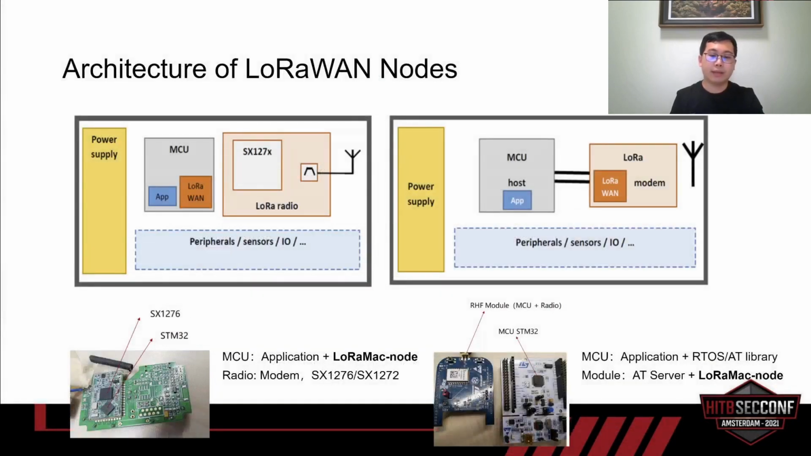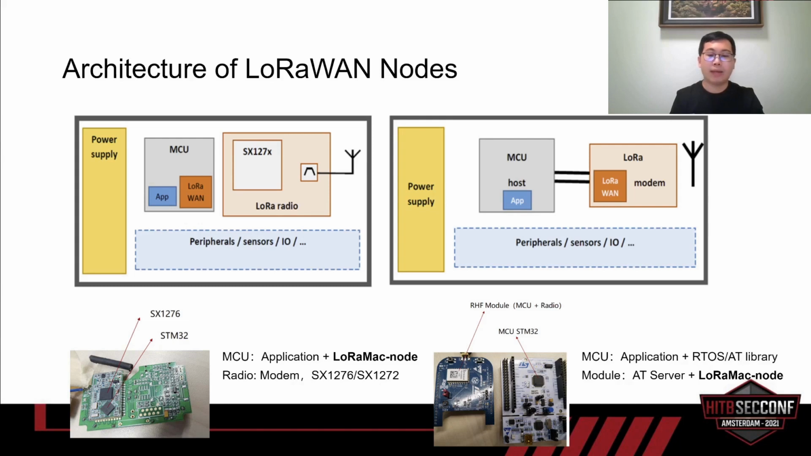Let's take a look at the architectures of the LoRaWAN node. Products on the market usually have two architectures. The first is the MCU plus radio mode. This method is low cost, and the application and LoRaWAN protocol stacks run in these MCUs and operate radios to send radio packets.